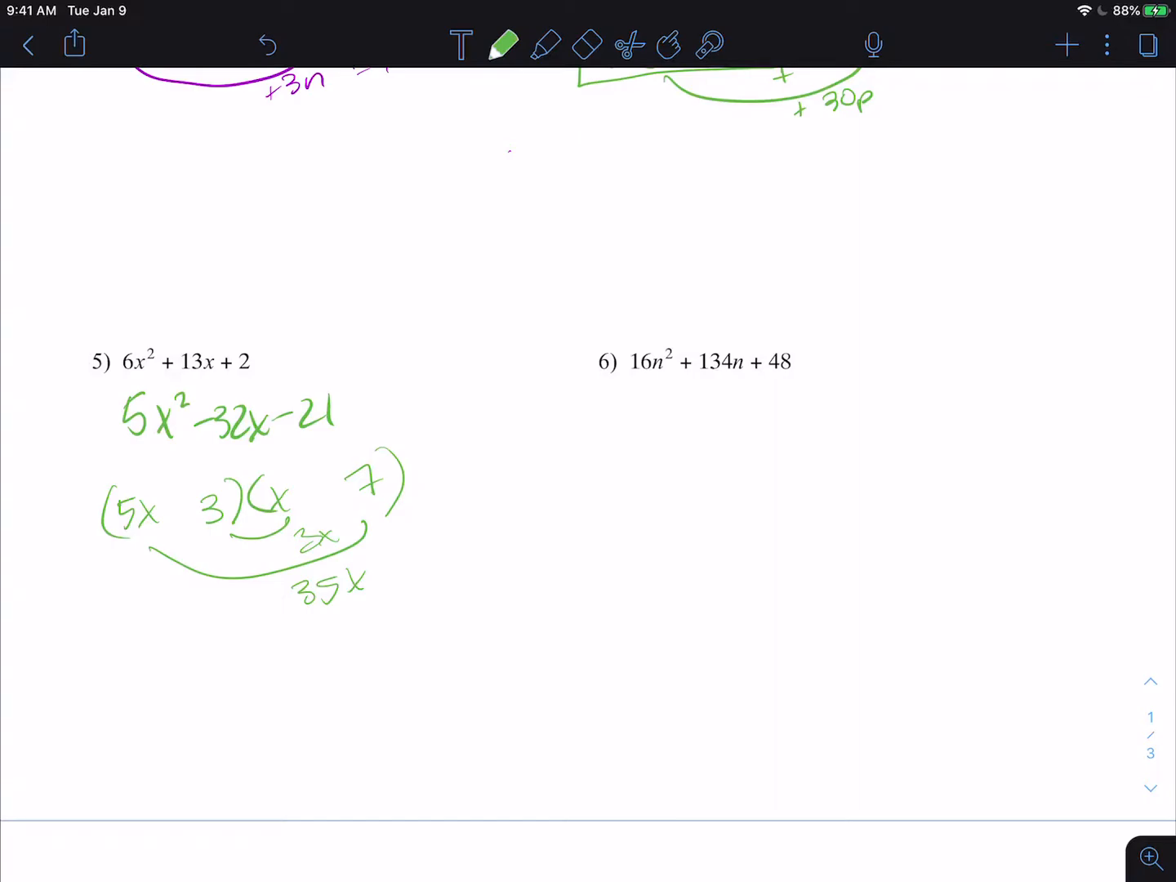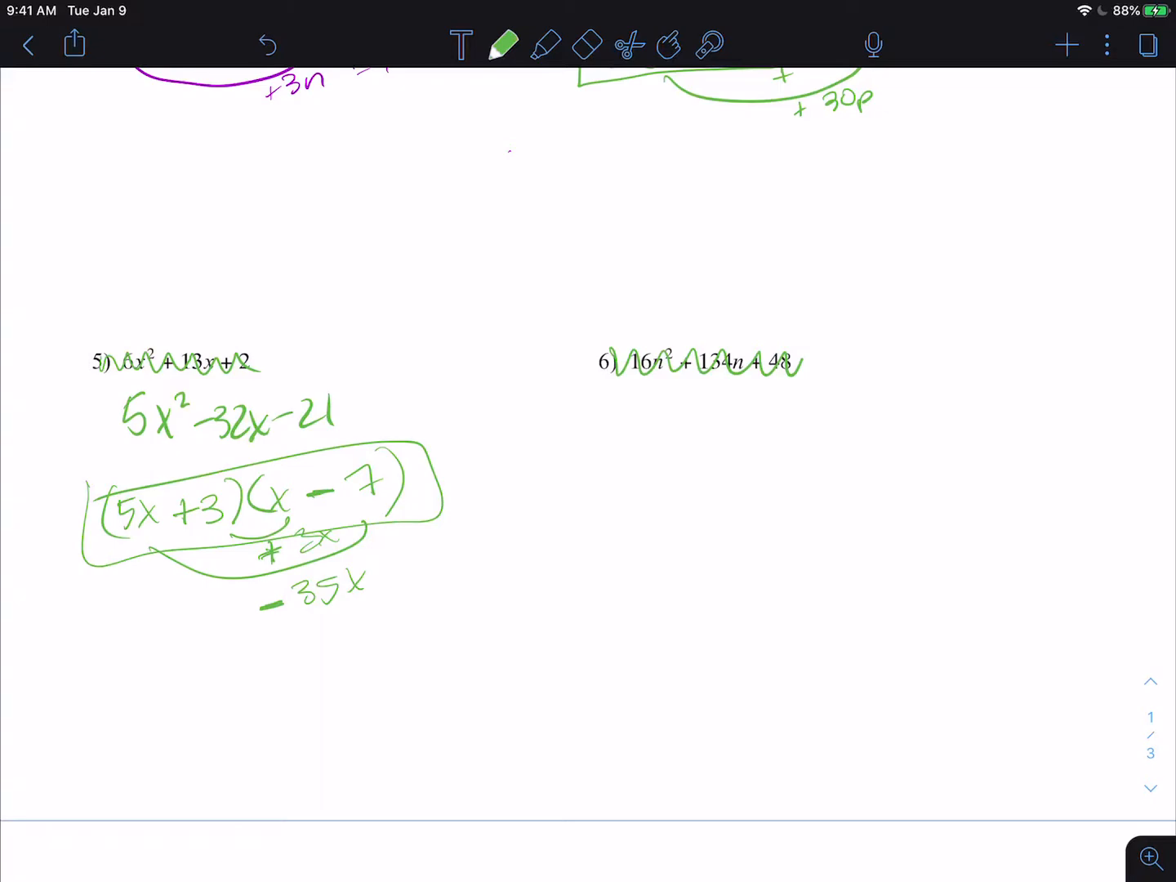So then, if I need a negative 32, I need the 35 to be negative and the 3 to be positive. So to make the 3 be positive, I need this as a plus, and then I need this as a minus. I double check this last sign. Positive 3 times negative 7 really is a negative 21. So then this becomes my answer.